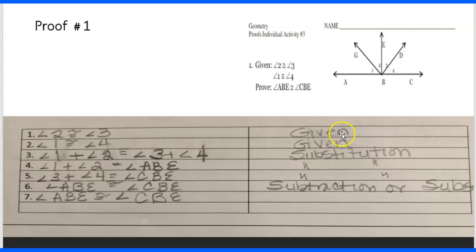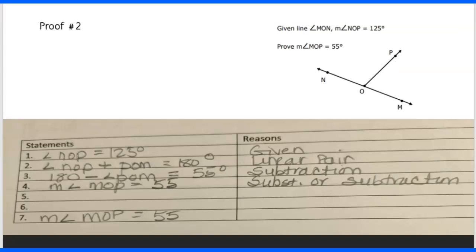Most of the information in this proof could have actually come from what we were given. The other thing to remember here is that we moved from angle numbers to angle letters, so that had to be part of the logic of your proof. Okay, let's move to number 2.